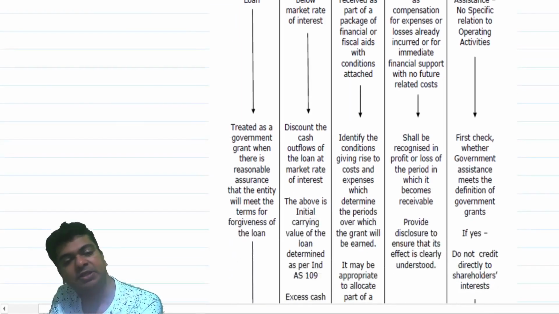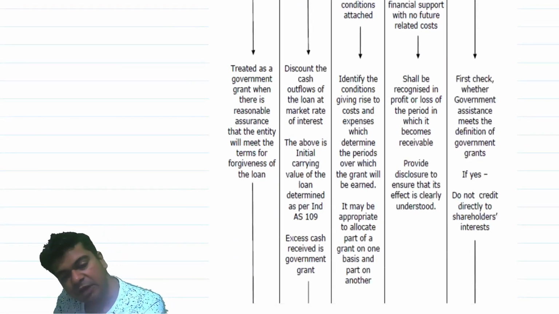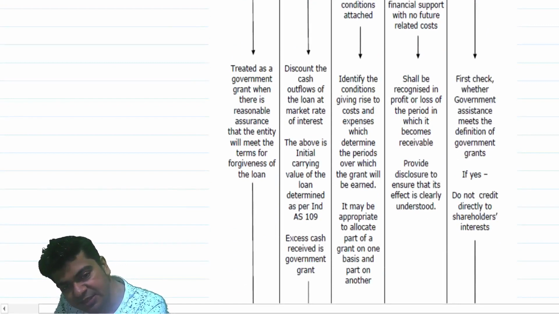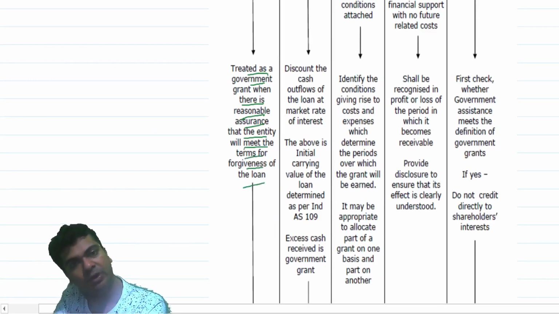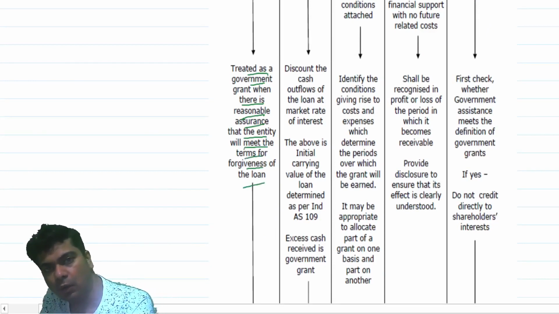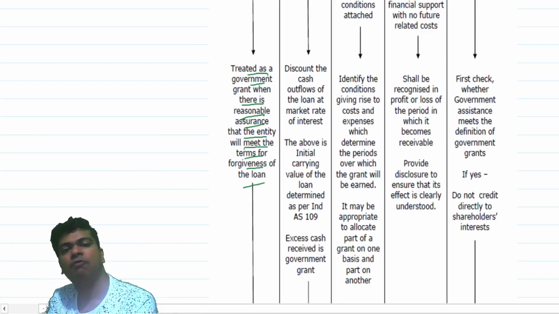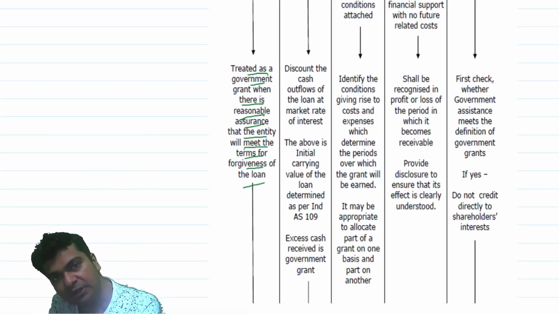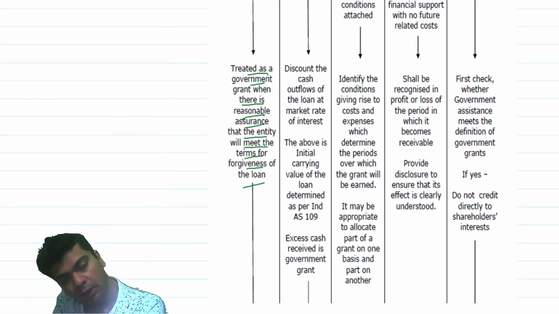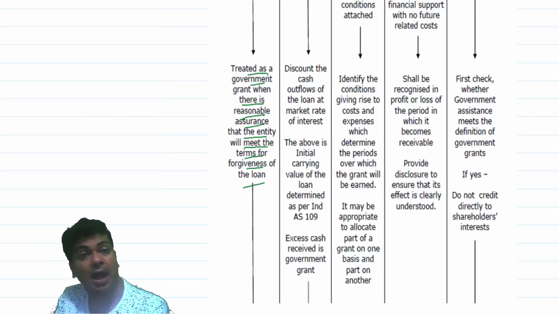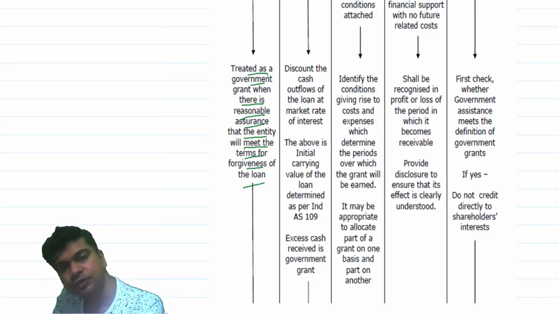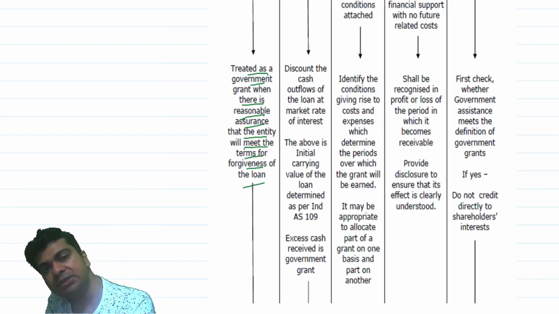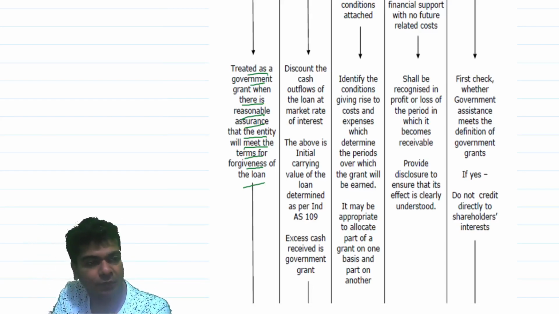So if I just discuss the forgivable loan, they are saying for forgivable loan that, see, it is treated as a government grant when there is reasonable assurance that the entity will meet the terms for forgiveness of the loan. Okay, the loan is available free of cost. The loan is available without any obligation of repaying it. It is a government grant. But are you going to fulfill those conditions? Do you have that assurance from the entity? If the answer is yes, then it is a government grant.